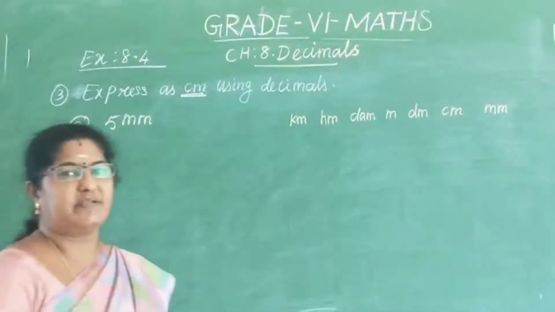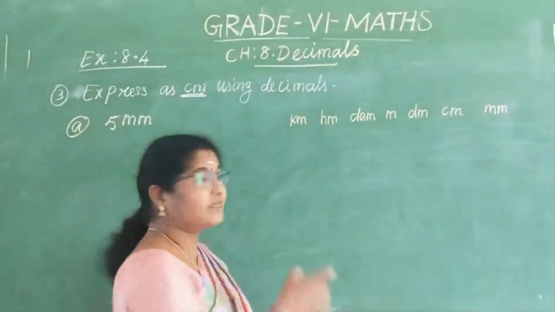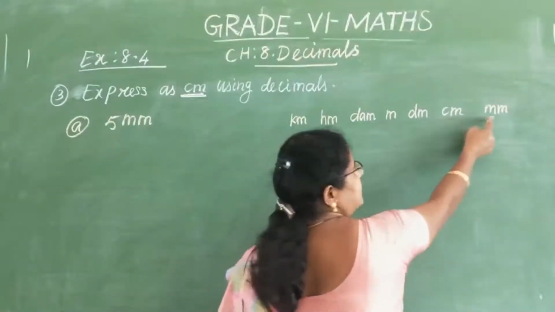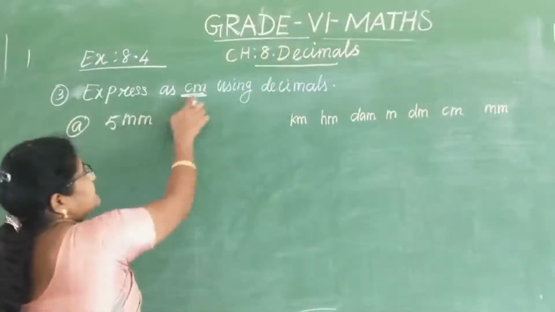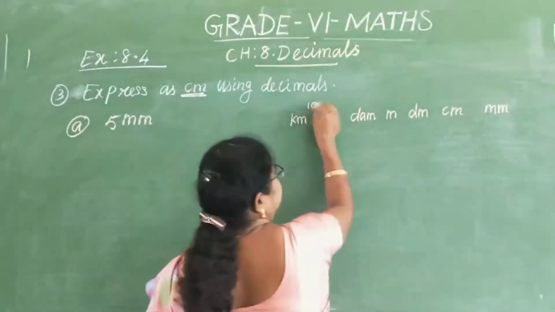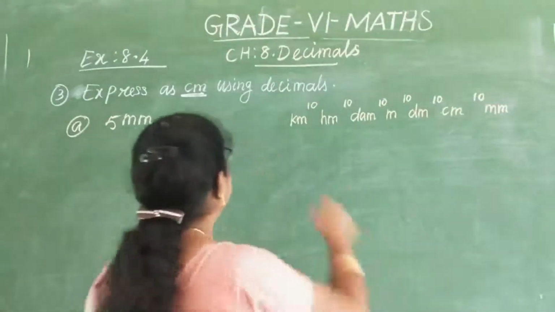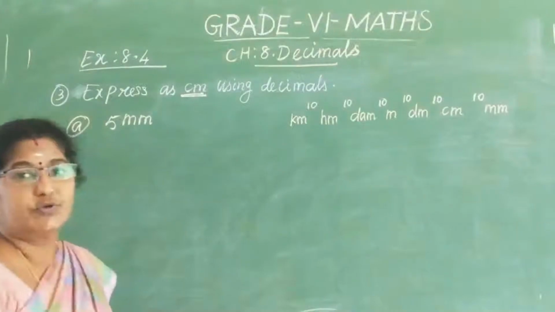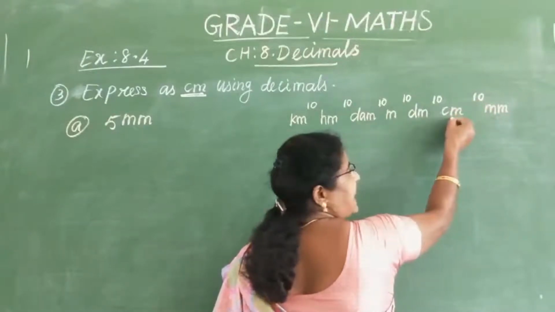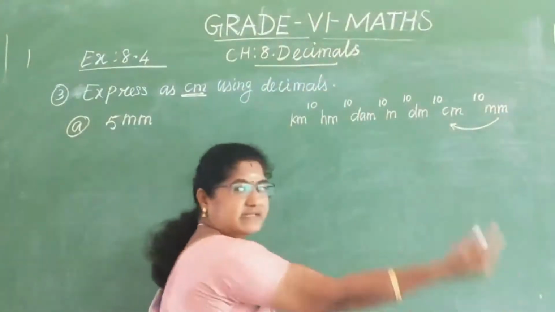So what is the relation between millimeter and centimeter? See the metric units, here meter is given. So in meter: kilometer, hectometer, decameter, meter, decimeter, centimeter, millimeter. Now we are going to see millimeter and centimeter. The relation between each unit is 10. The given question is in millimeter, we need to express it as centimeter. You convert millimeter to centimeter.